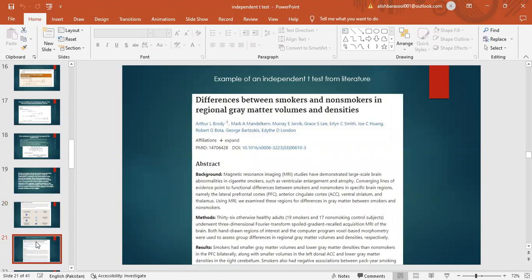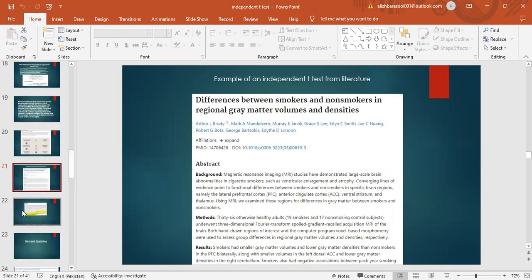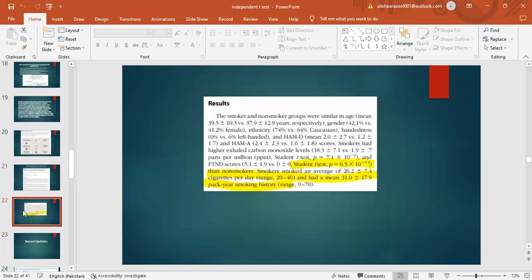Example of an independent t-test from the literature: differences between smokers and non-smokers in regional gray matter volume and density. Brody et al. in 2004 conducted a study to find the differences between the brain volumes of smokers and non-smokers. In this study, they used the independent t-test for calculating the difference between the two brain volumes, and the results are shown, which you can see. They used the Student t-test in the results to compare the means between the two.